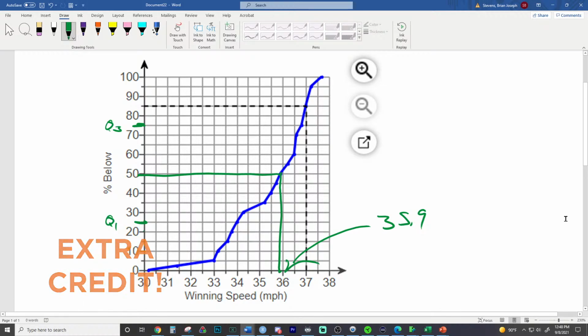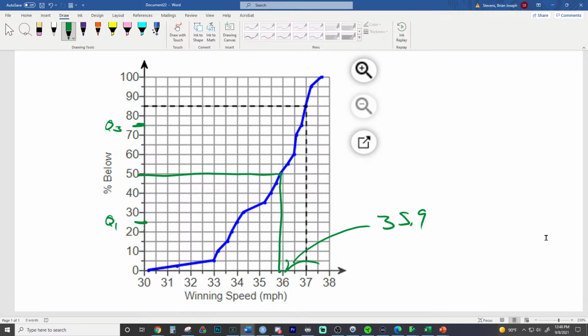Where is Q1 at? Like, what is Q1 at? Just look at the graphic. I'll show you in a second right here. I'll show you how to get it. Where is Q1 at in this data? Like, Q1 would be at a winning speed of what? The winning speed for Q1 is what?